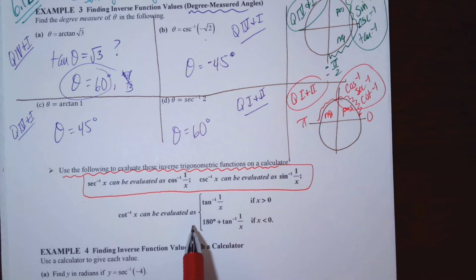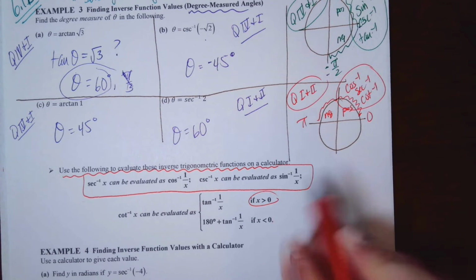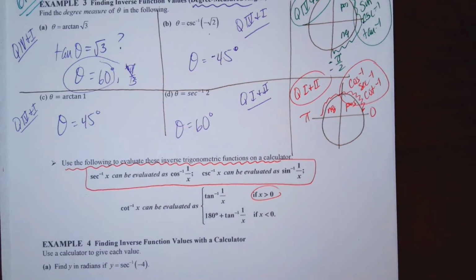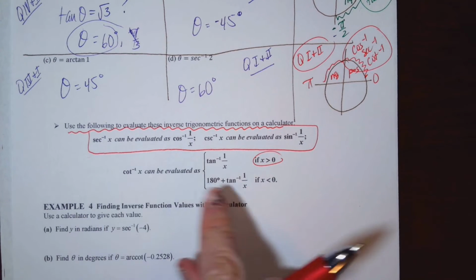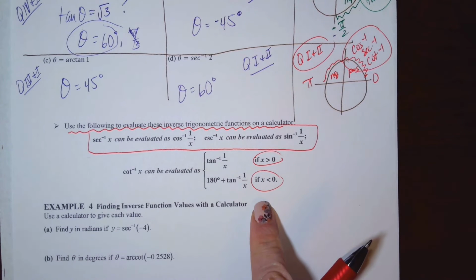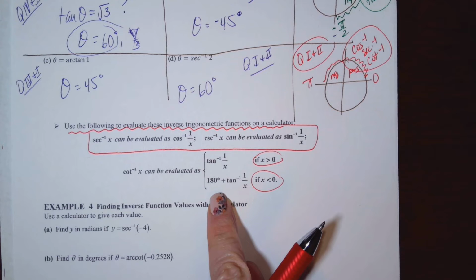Cotangent inverse can be evaluated as tangent inverse of 1 over x as long as it's positive. But if I need cotangent and I have to use tangent and my function value is negative, I've got to rotate it around.